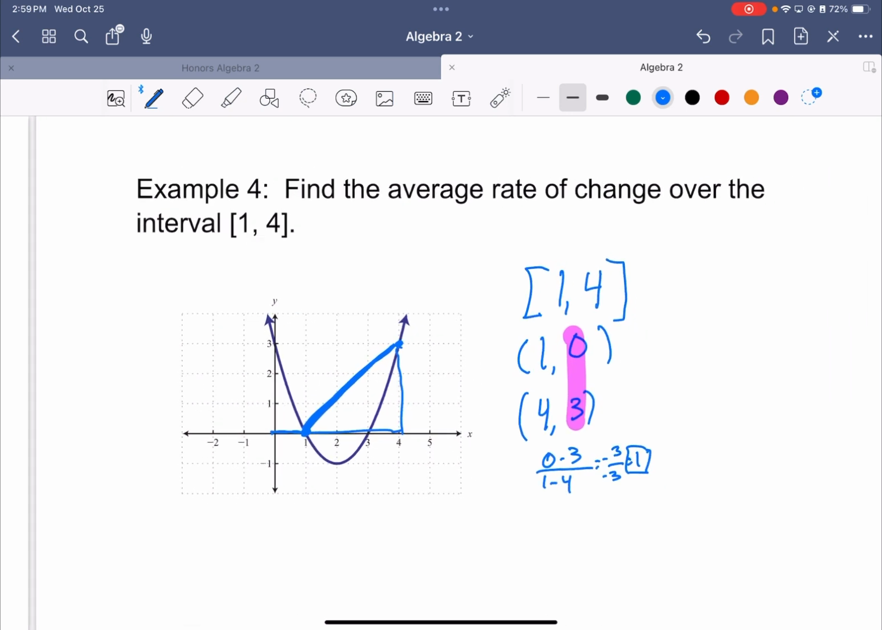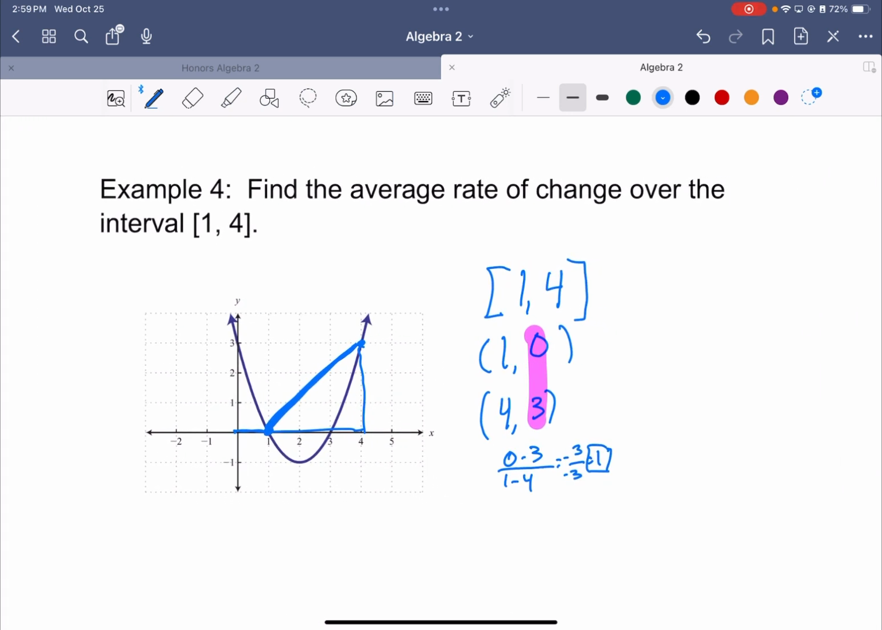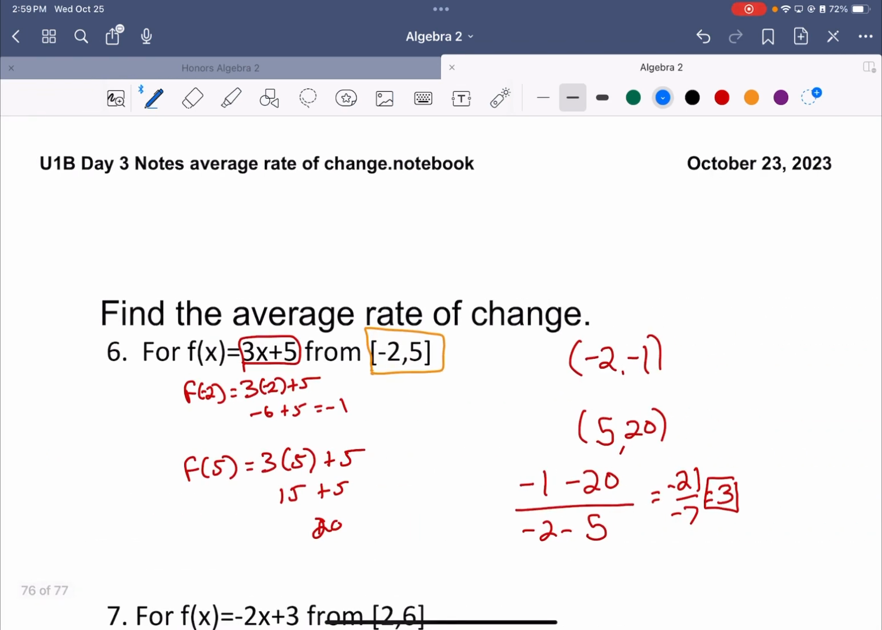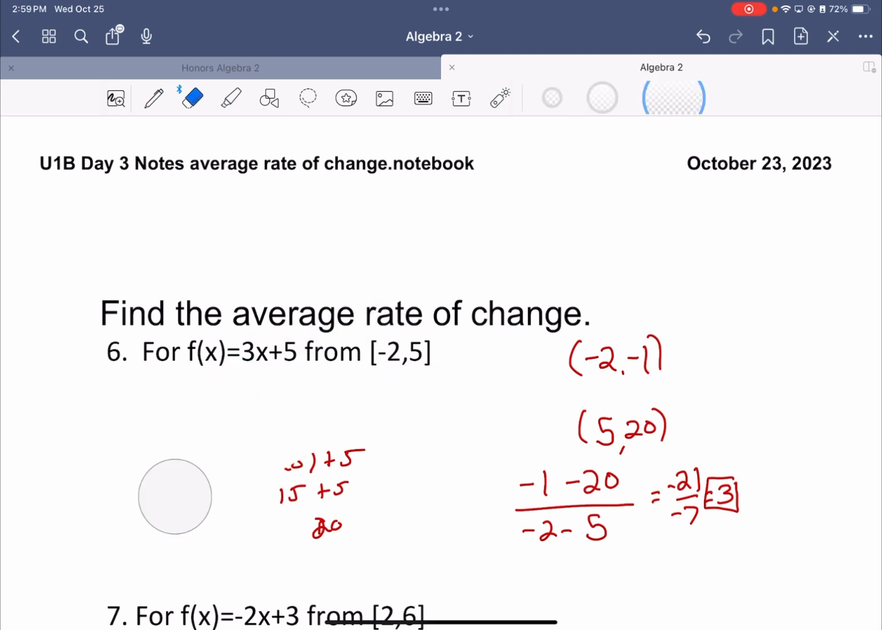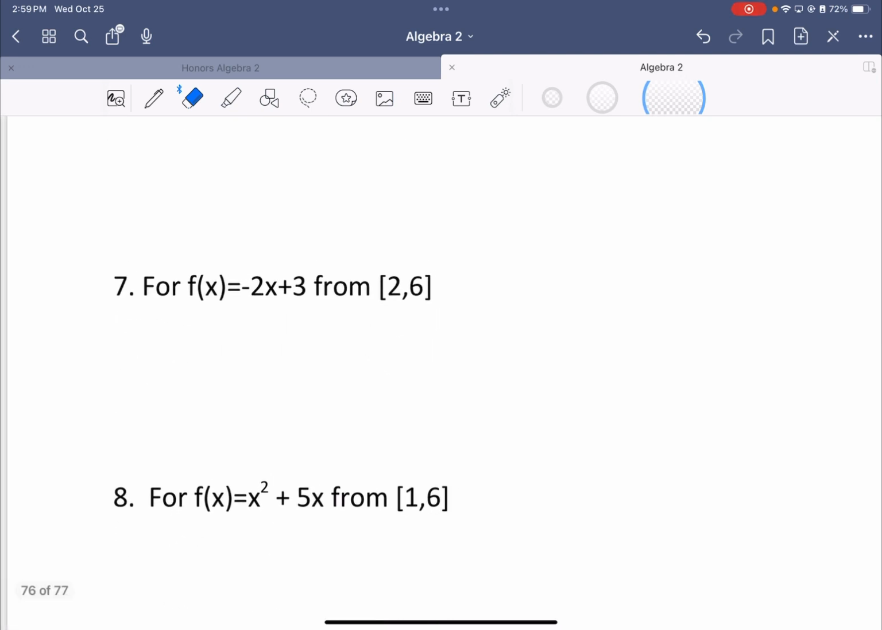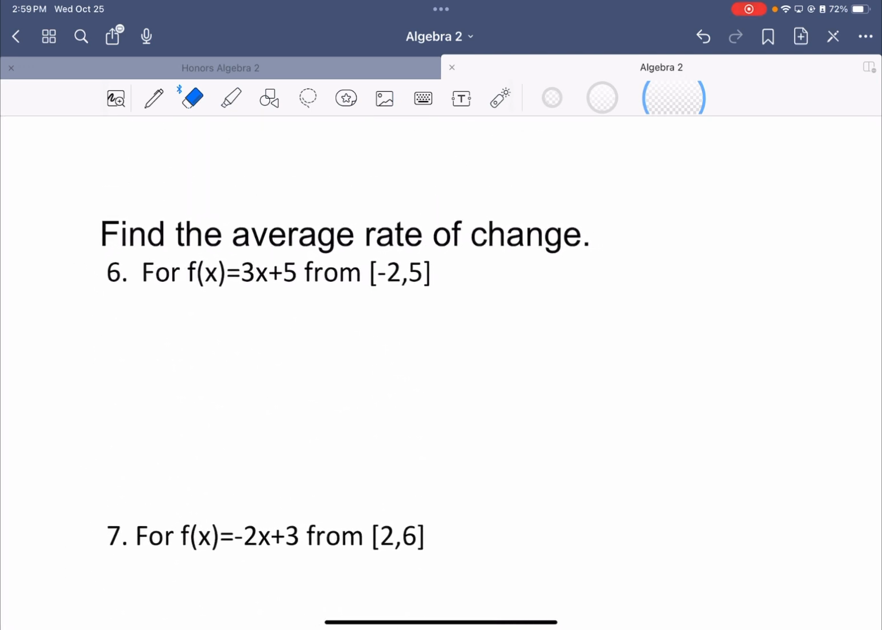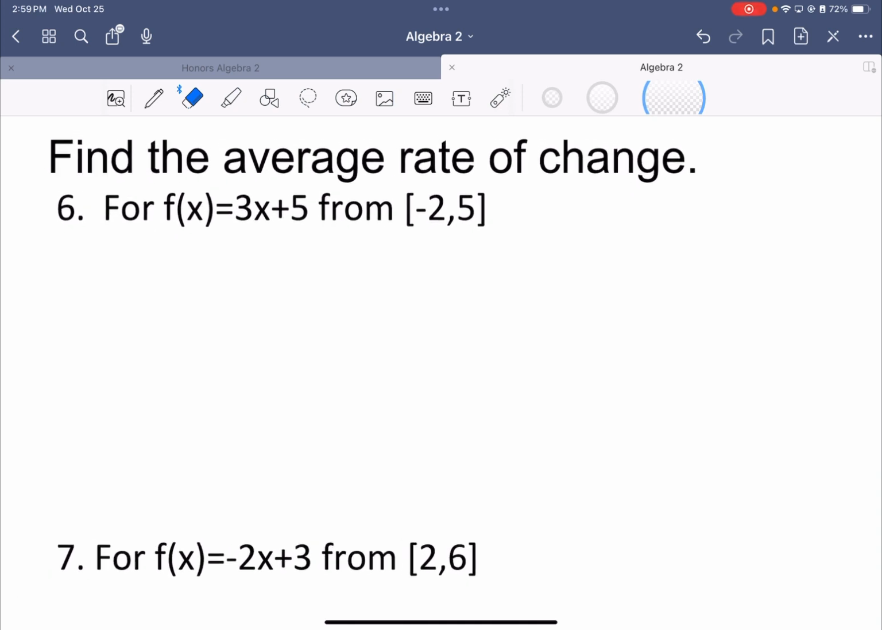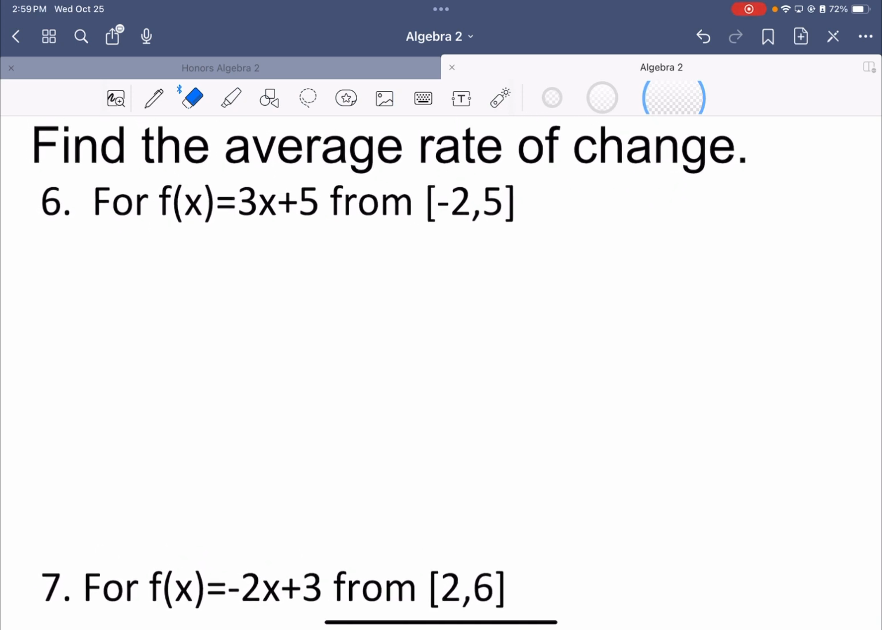Can you find the average rate of change given a graph and an interval? Not too bad, right? Okay, so now what if we're given a function? Pretend none of this exists. So let's say that we want to find the average rate of change now for a function that we don't have the graph for. So in this case, we've got f of x is equal to 3x plus 5. And we're going to find this average rate of change over the interval from negative 2 to 5.